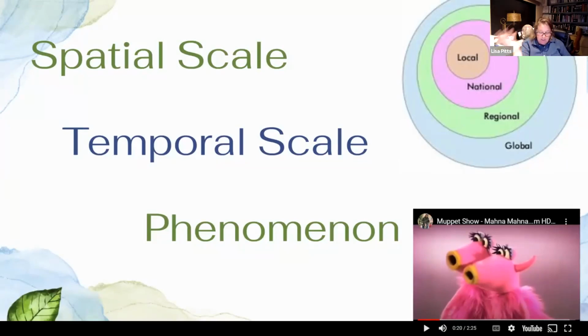And then the last one is phenomenon scale. And a lot of times we'll talk about a phenomenon. For example, climate change is a phenomenon, and it causes problems at all spatial scales and at different temporal times. And so it depends on how we define the problem as geographers. And so we'll be talking about each of these types of scales throughout the class.